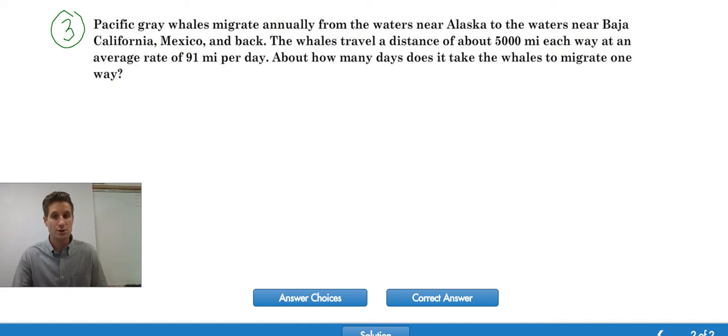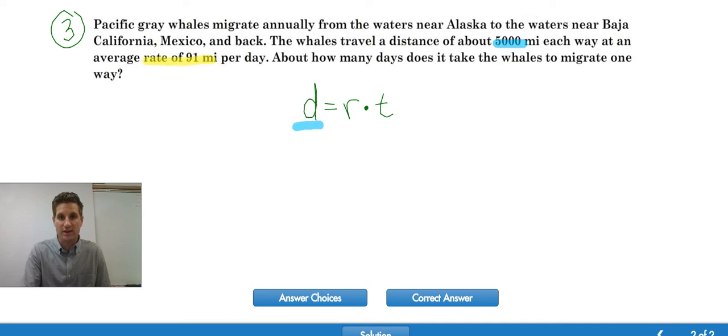Okay, so it travels 5,000 miles each way at a rate of 91 miles per day. So we had this formula, D equals R and T. Okay, well, let's see. Let's go ahead and figure out what we have. Well, 5,000 is the what? Distance. And then let's see. We have a rate of 91 miles per day. So we have the rate.